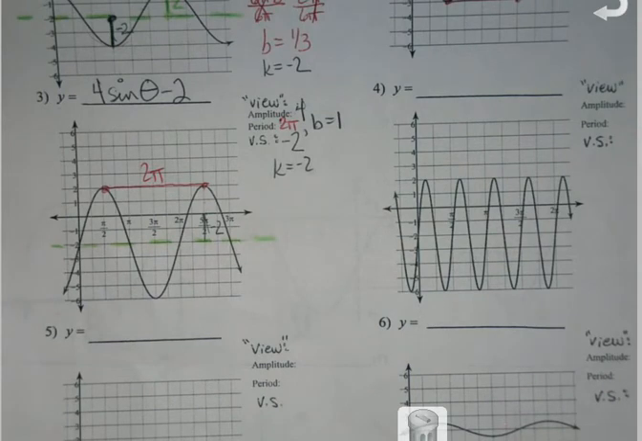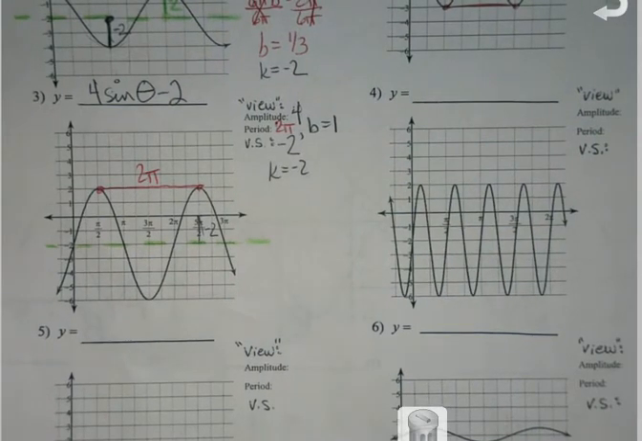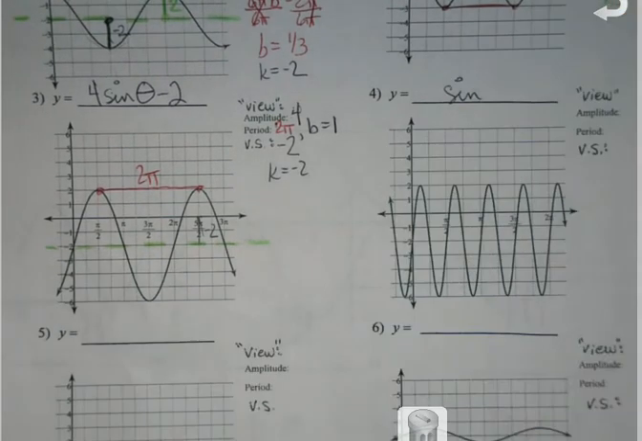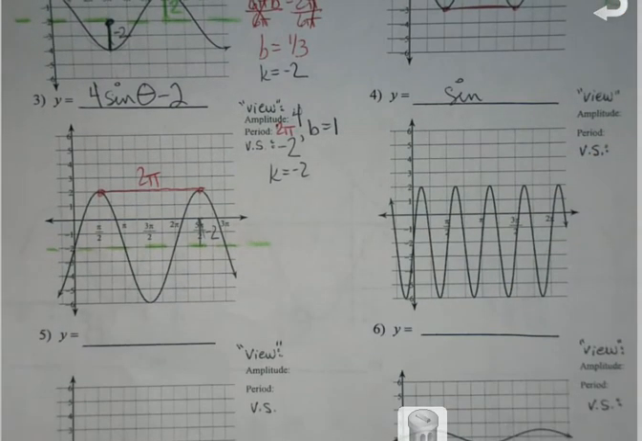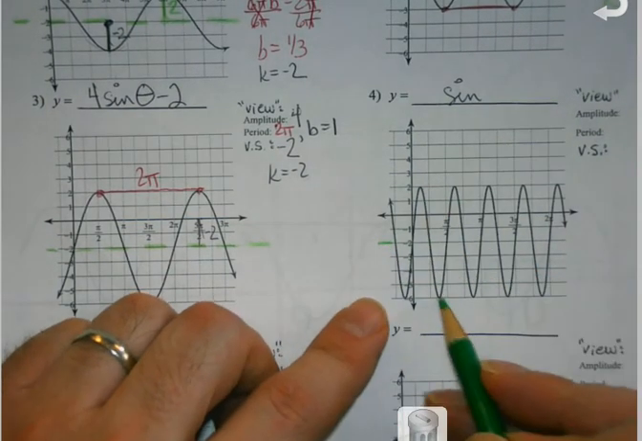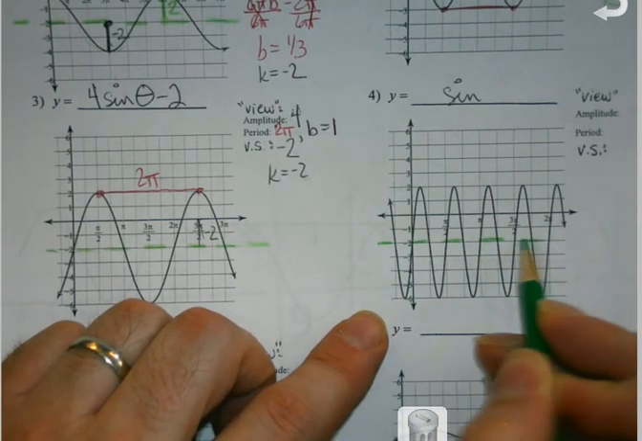I want to do one more with you before I put you on your own for one. 4, what do you think? Sine or cosine? Sine. Because again, we're going to the valley first. I mean the peak, excuse me. Now this gets a little more interesting. Where's my center line at? -2, because I have a max at 2. I have a min at -6. So I have to find the average or the middle of that.